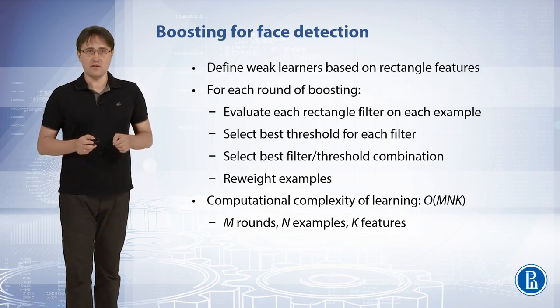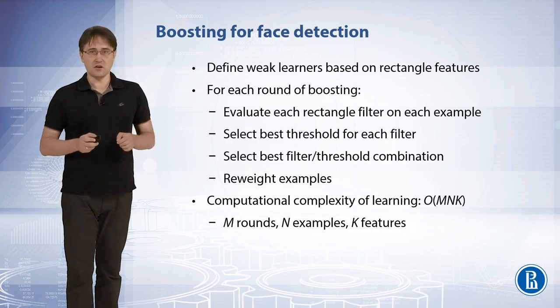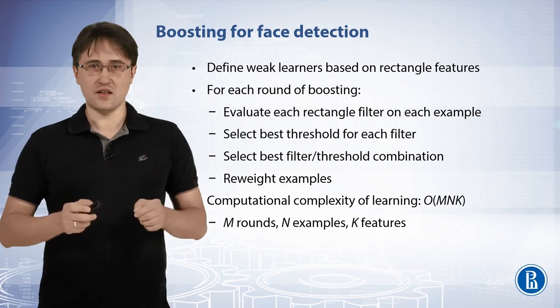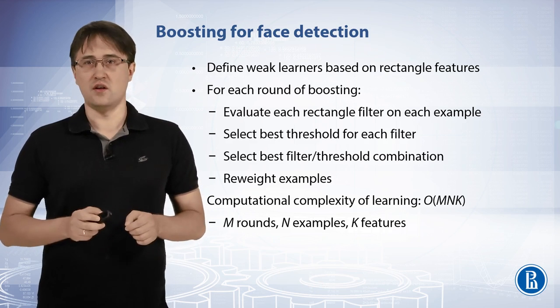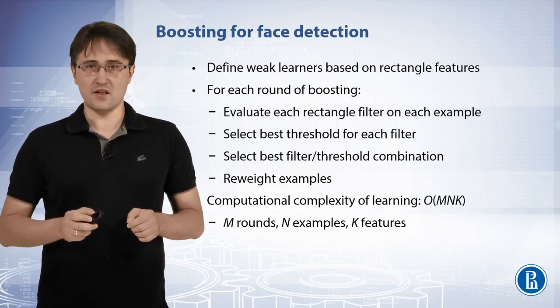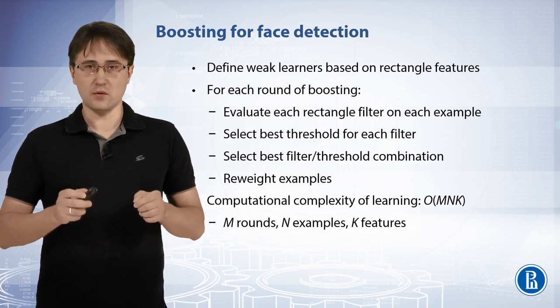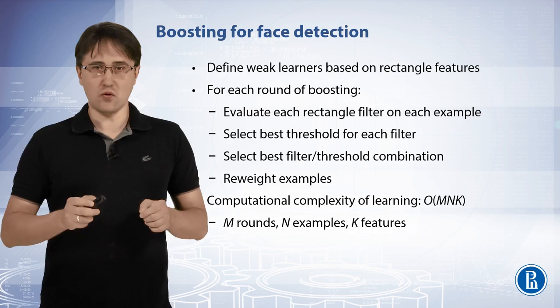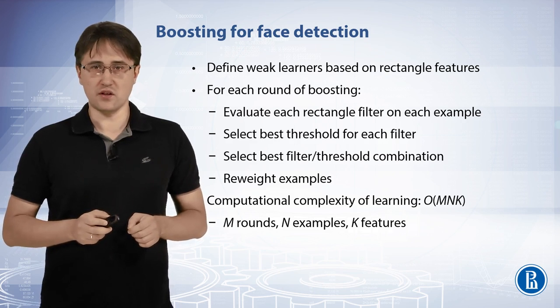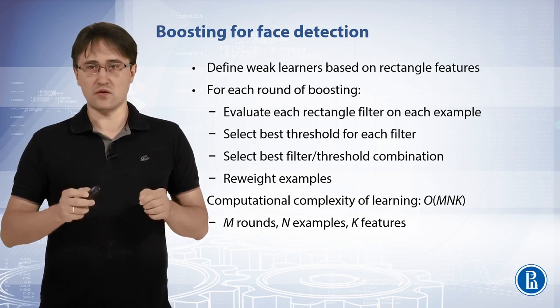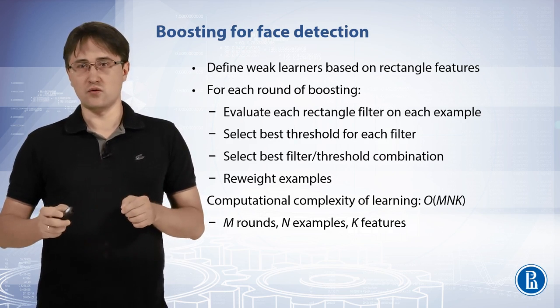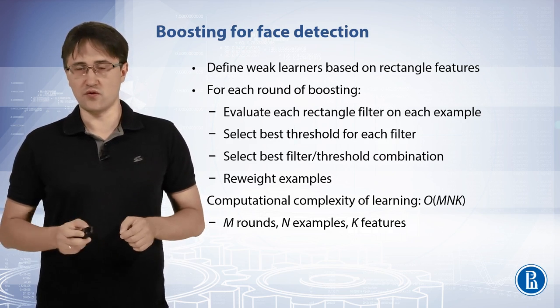For each round, we evaluate each rectangle filter on each example. We select the best threshold for each weak classifier. We select the best combination of filter and threshold. We reweight all examples. So overall, the computational complexity of learning is proportional to the product of the number of rounds, the number of examples, and the number of features.